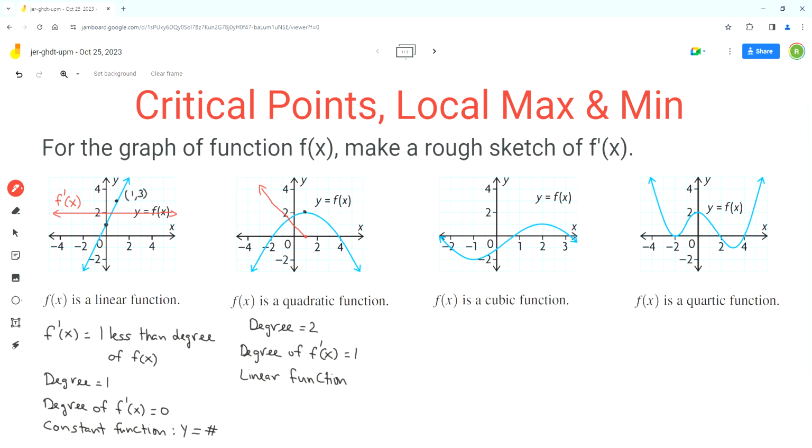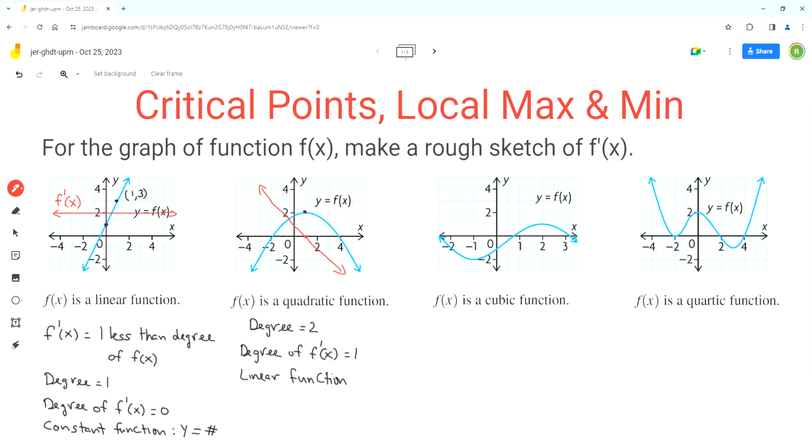Now on the right side of this local maximum, the function is decreasing because it's sloping downwards. So the graph of f prime of x should be below the x-axis to the right side of the x-intercept. So the graph should go like this. This straight line is a rough sketch of f prime of x.